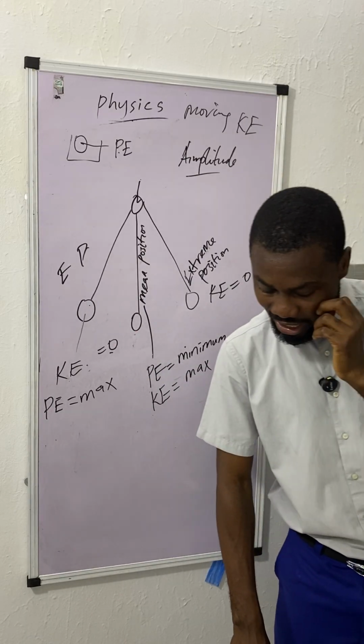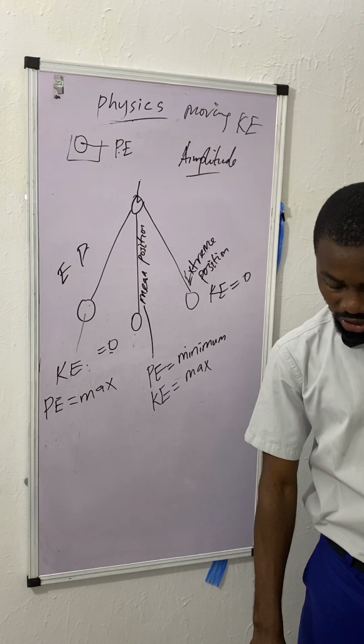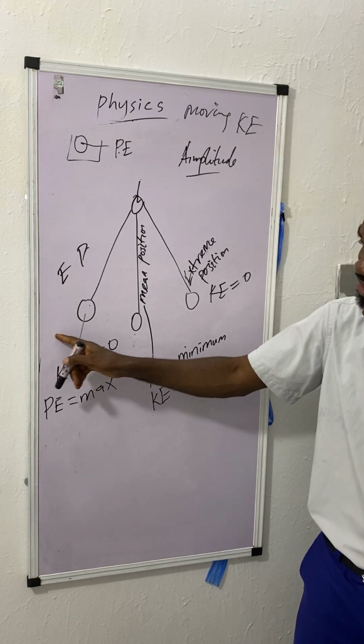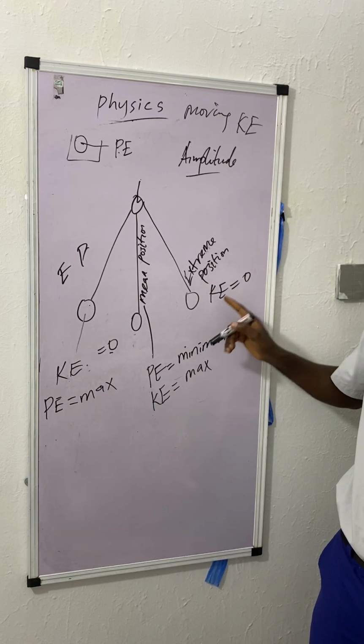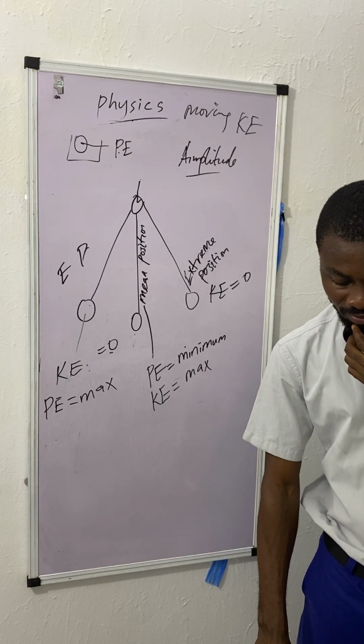The total energy of the entire system is usually constant, because energy is not lost. At this point it's converted to potential energy, at this point converted to kinetic energy, at this point potential, just like that.